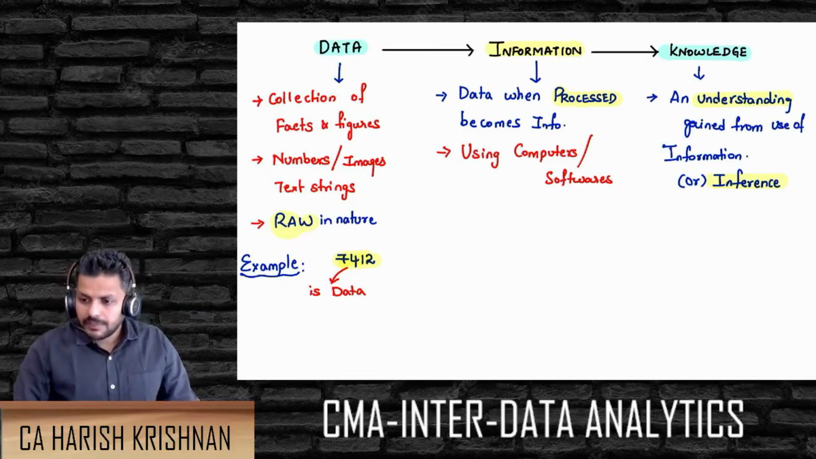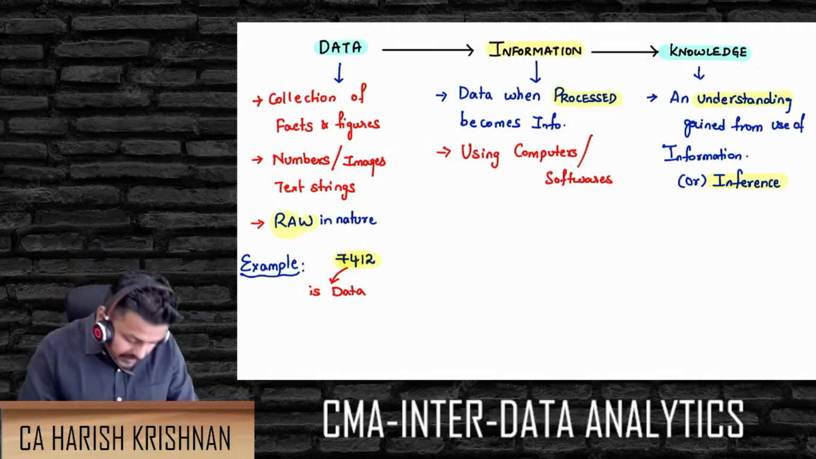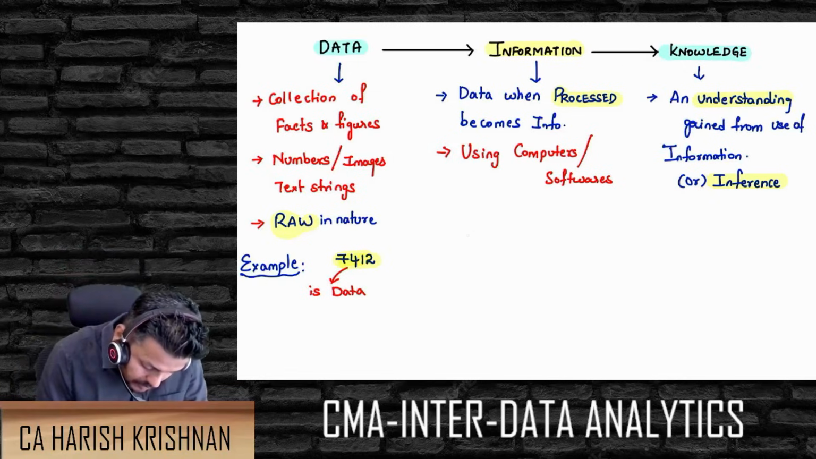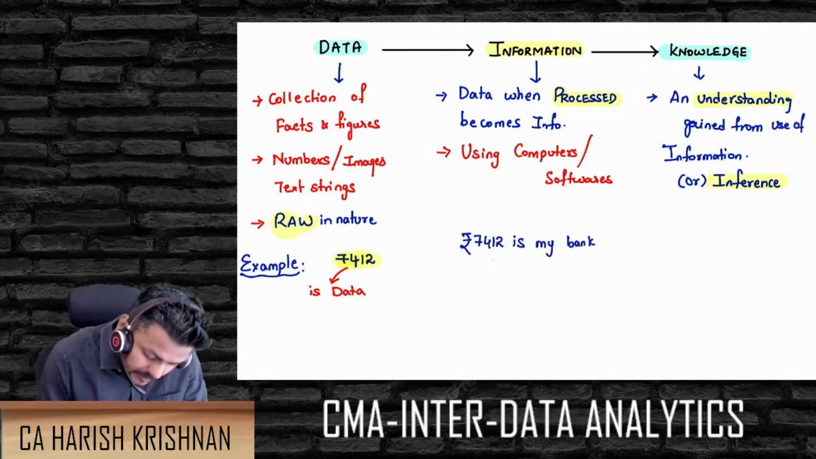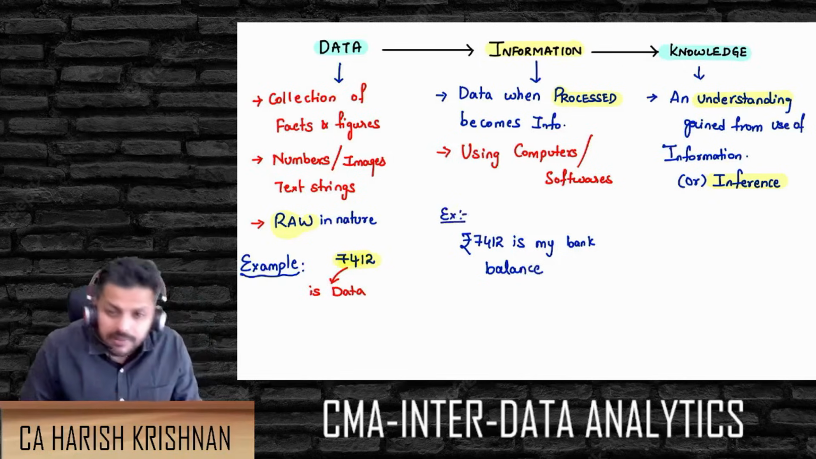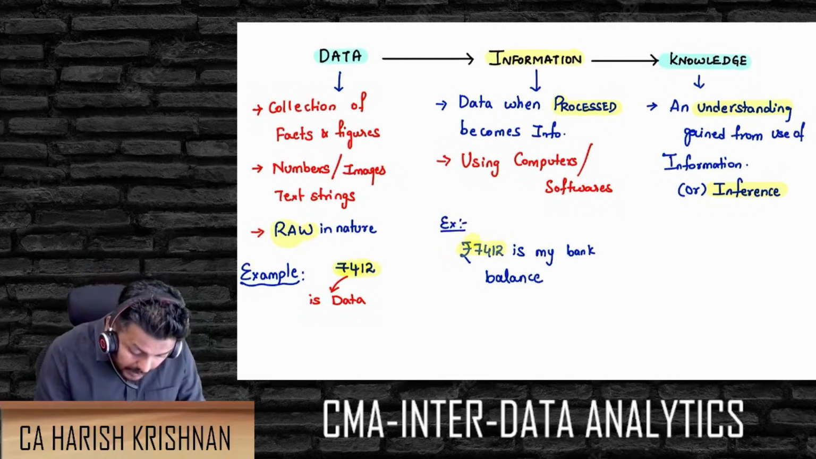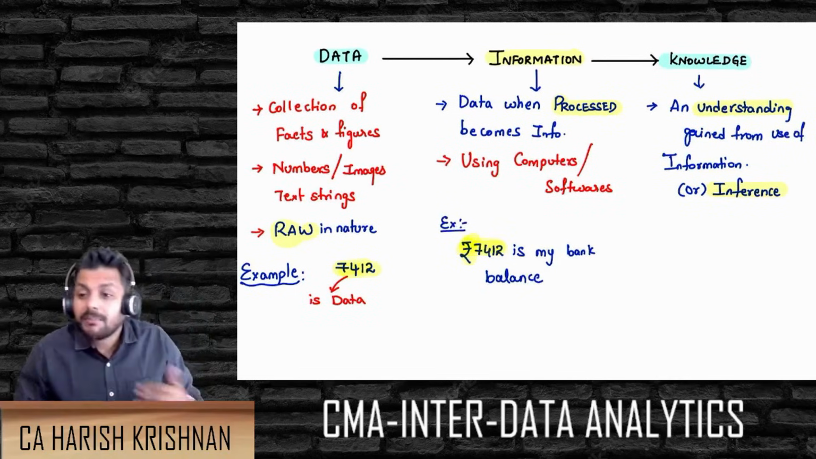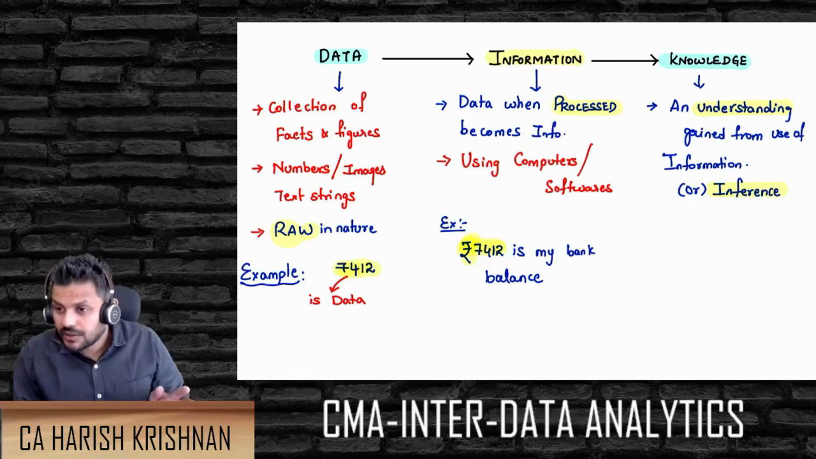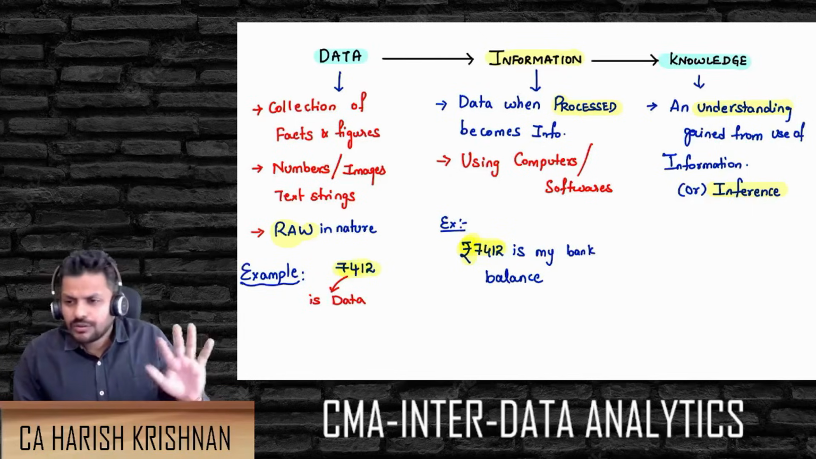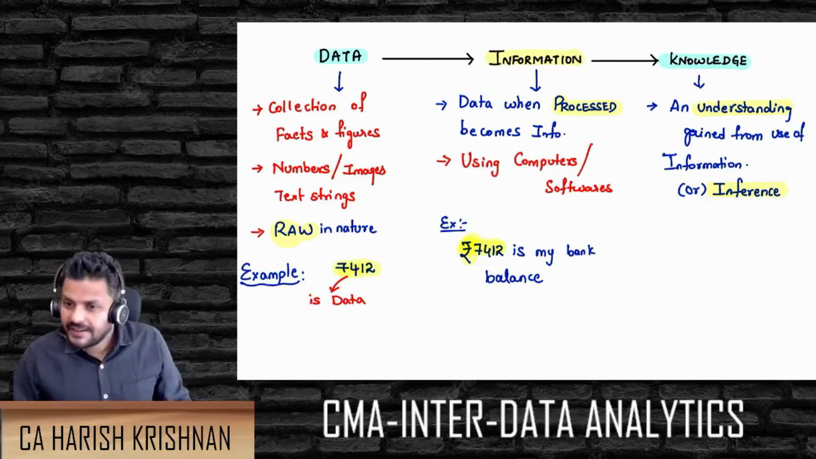But if we add one thing to the same 7412, say for example rupees, rupees 7412 is my bank balance. This is an example of information. Randomly it is not 7412; rupees 7412 is my bank balance. That makes perfect sense, so that is absolutely what is called information.